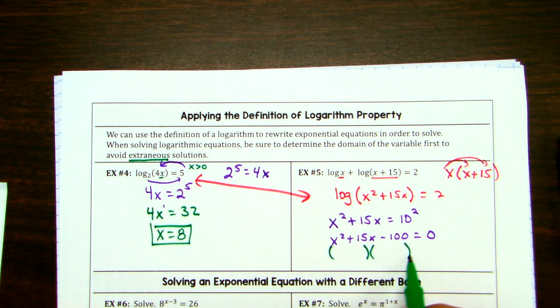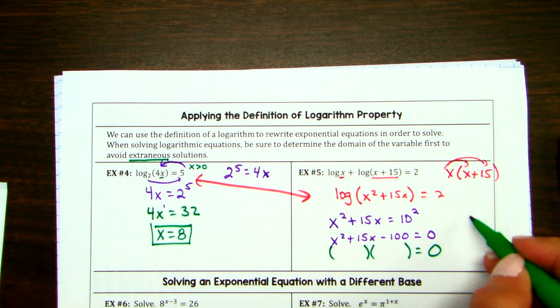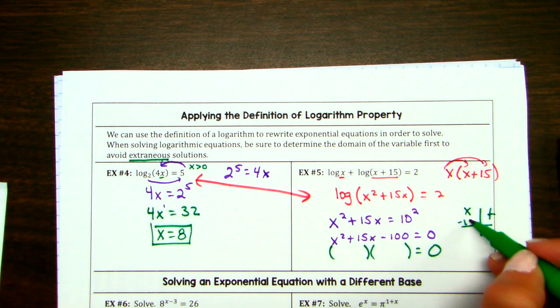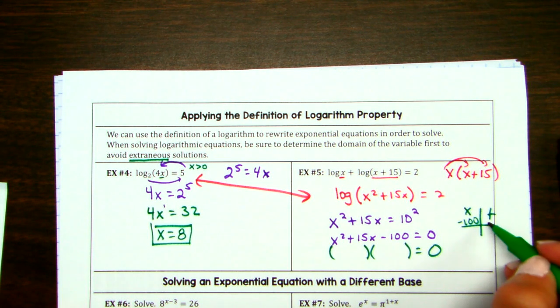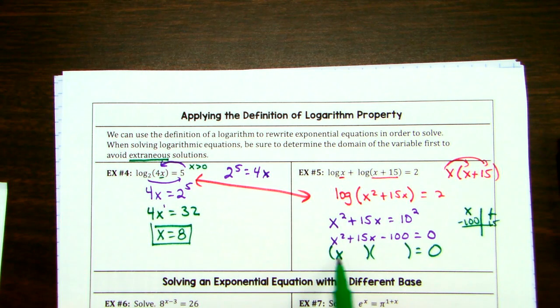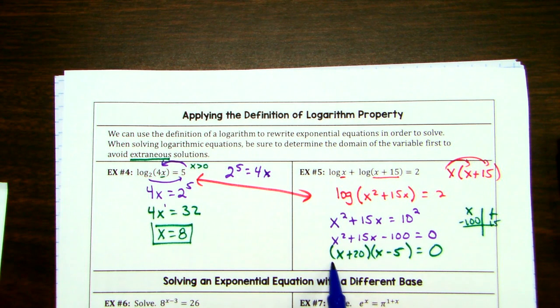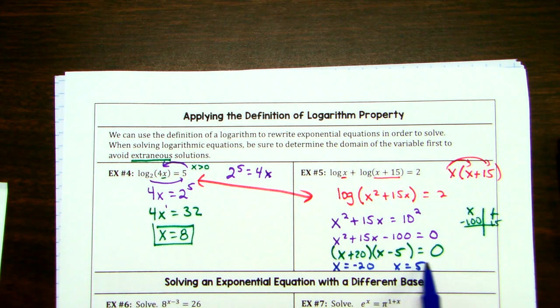This is a chart problem, or however you want to do it. I'm not going to review it. I don't need to see a chart, and I'm not going to go over it a bunch of times. But as a reminder, what 2 numbers multiply to get negative 100, and add to get 15? 20 and 5, 20 and negative 5. Set those equal to 0 and solve. We get 2 solutions, negative 20 and 5.